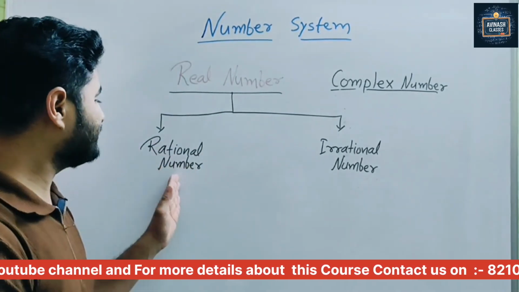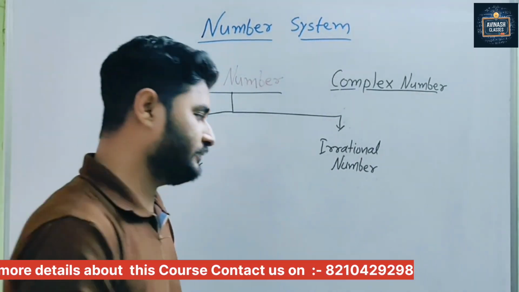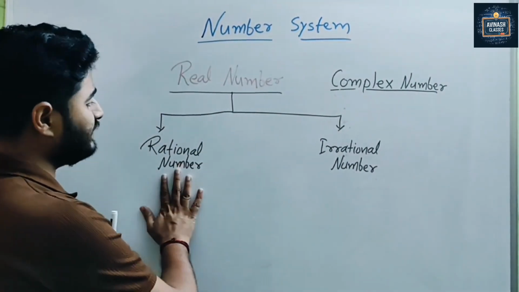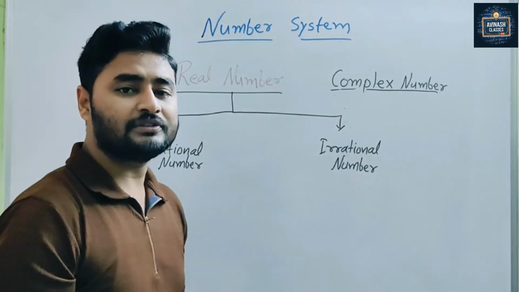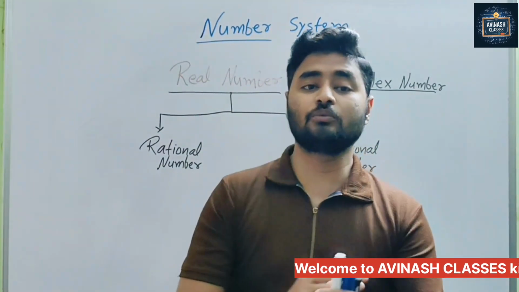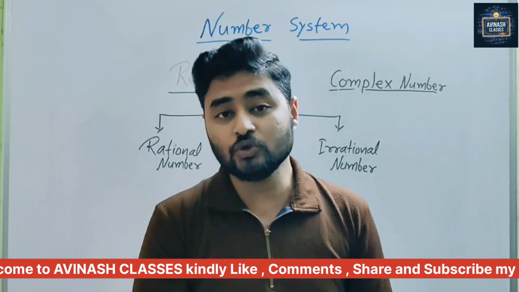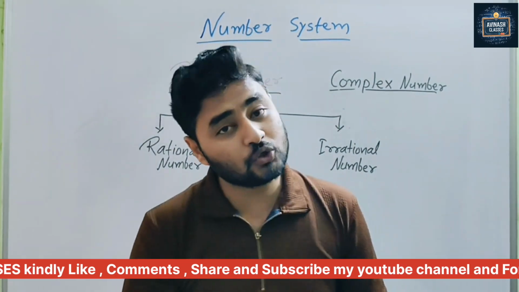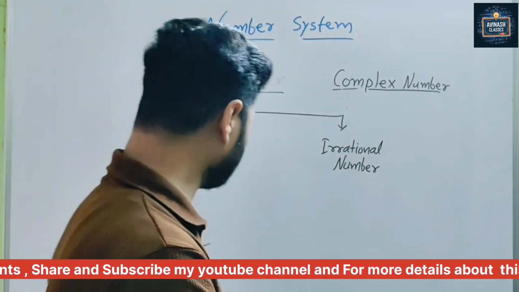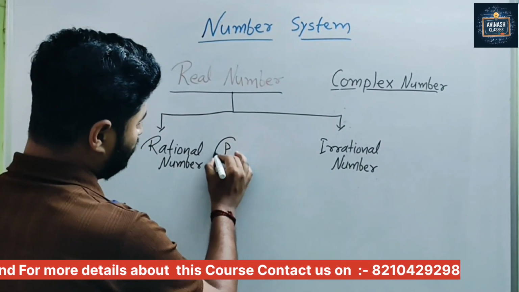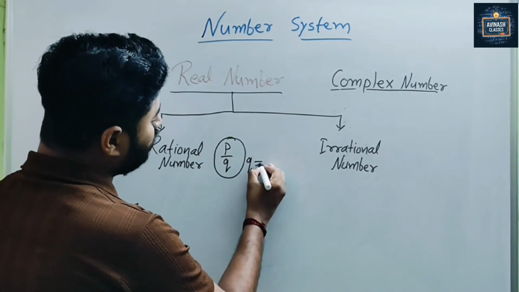So rational number and irrational number. Now, sir, what is rational number? What is irrational number? So simple. Sir, rational number means any number in the form of p by q where q is not equal to 0. I'm not going to write the definition. I'm just writing here p by q where q is not equal to 0.